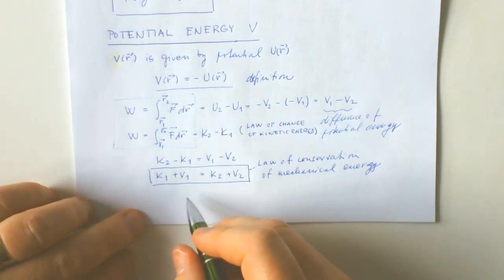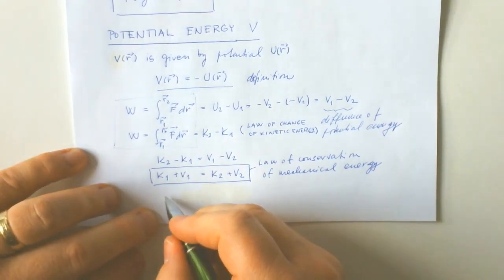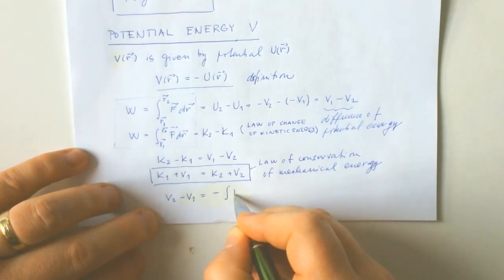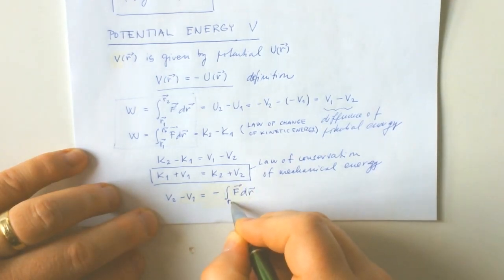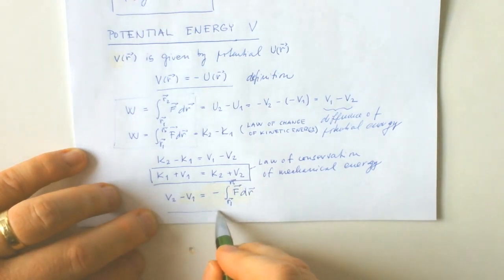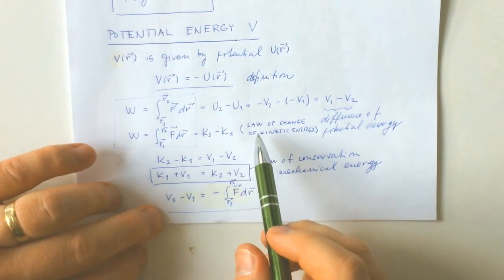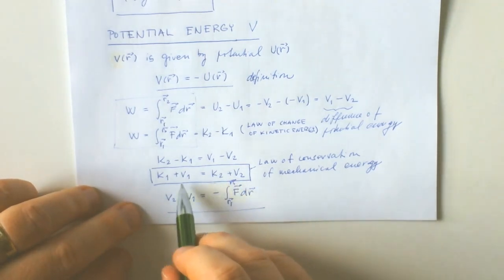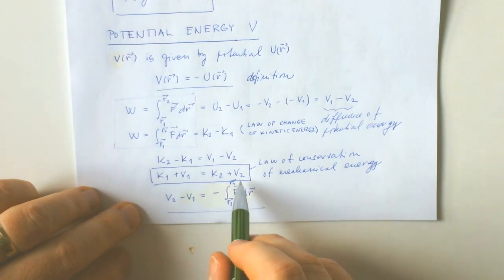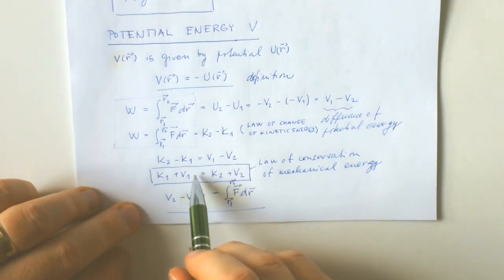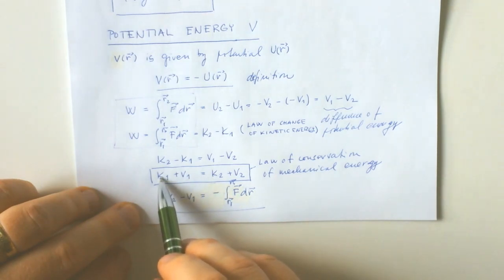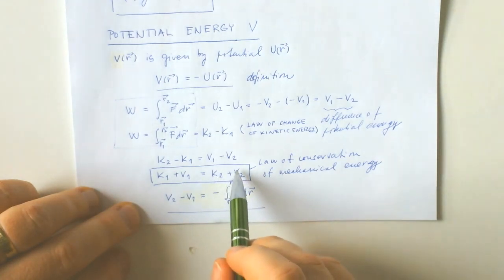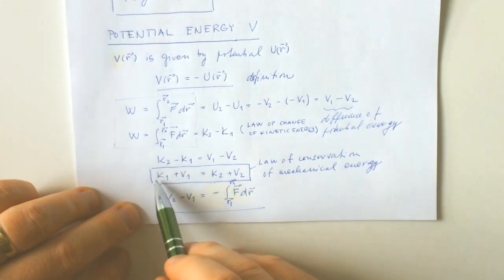And finally, as a last point, we can say that V2 minus V1 is equal to minus the integral of F dR from R1 to R2. Okay, it's a consequence of what was said previously. So the most important conclusion is that this is a law of conservation of mechanical energy, which says that the sum of kinetic energy and potential energy at state 1 is equal to the sum of kinetic energy and potential energy at state 2, so that this sum doesn't change.